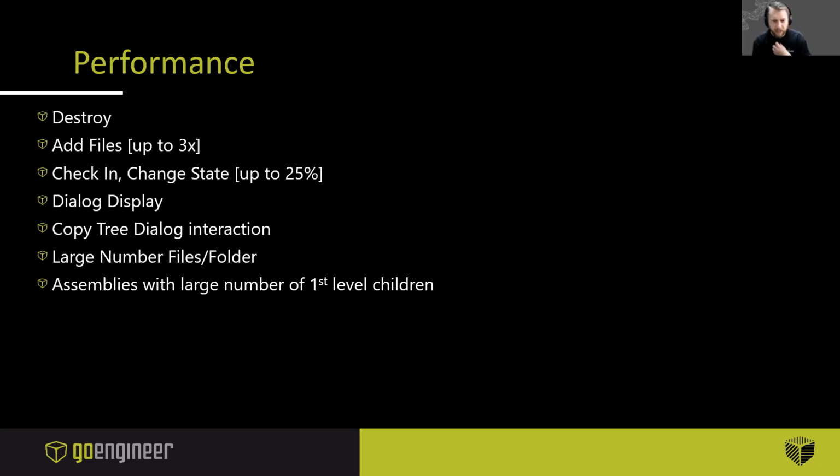And then copy tree has been another area of focus, interacting with that long list of items in a copy tree dialog box when you're doing your renames or adding suffixes or deciding what to include or exclude. Again, I mentioned large numbers of files in a folder. That was a project from 2020. And then as well, better handling of large assemblies that have a lot of first level children.